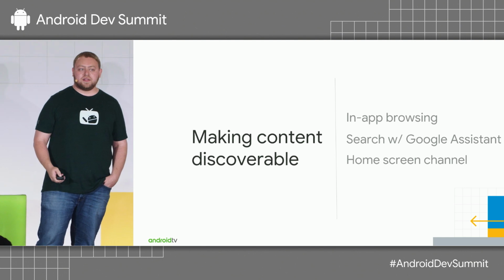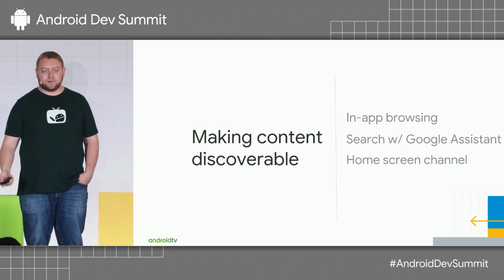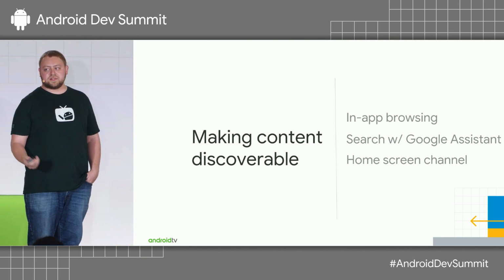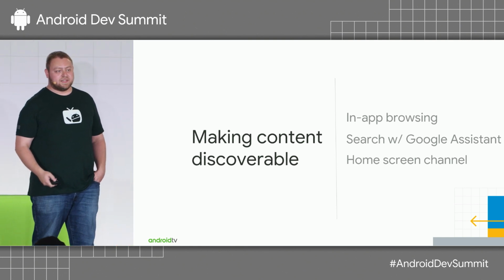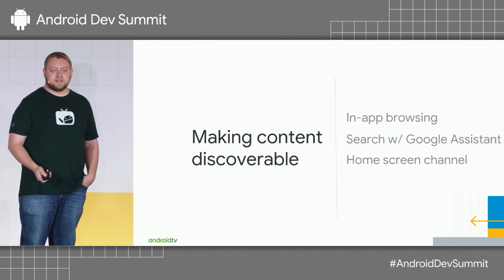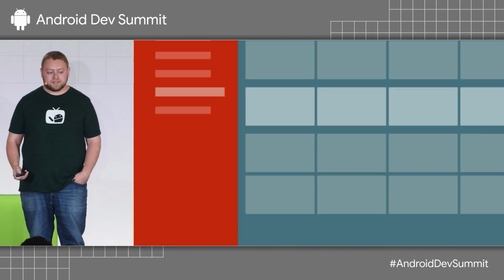So how can we make content discoverable? Everything kind of happens in 3s, and that's like a rule of comedy. It's a really good rule in life. In this case, discoverability also happens in 3s. You can work on in-app browsing, search with the assistant, and the home screen. We'll start with in-app browsing.